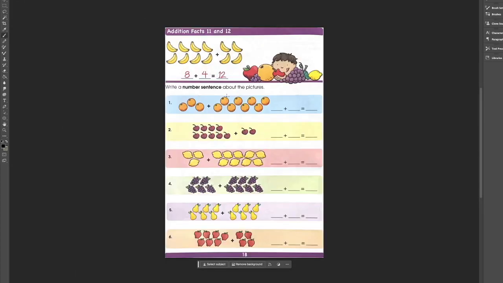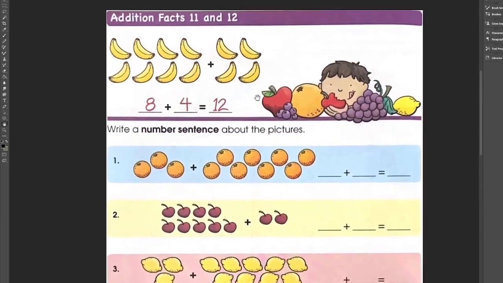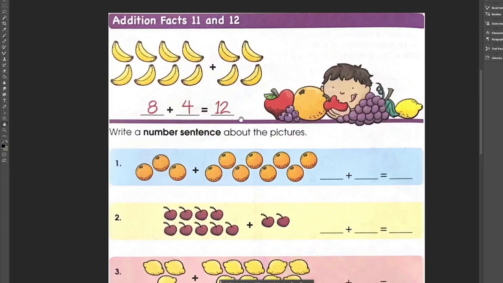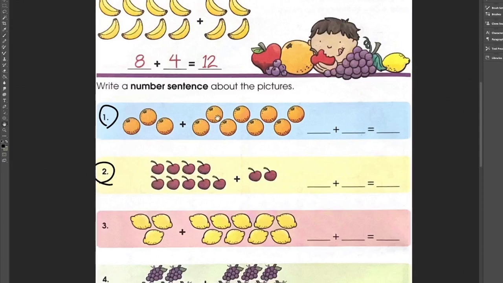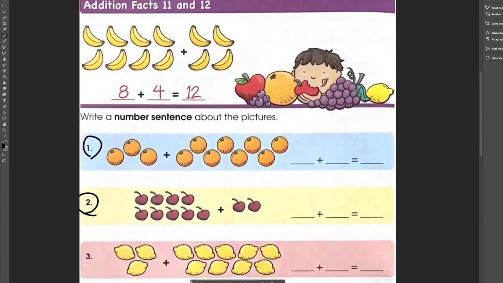Alright, let's move on to the final page. Addition facts 11 and 12. Write a number sentence about the pictures. Let's do just 1 and 2. Alright, so it seems like it's going to be adding this time, and it's about 11 and 12.